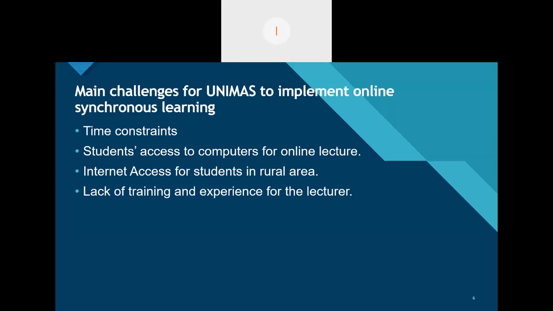The next challenge will be internet access for students, especially in rural areas. Especially in Sarawak, in rural areas, we have a lot of places that don't have a good internet connection. So to implement online synchronous learning, this will be a major challenge: how we ensure every student is given fair access to the learning materials. Lack of training and experience for the lecturer. This is something new.